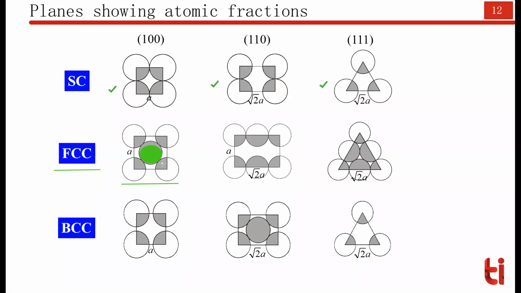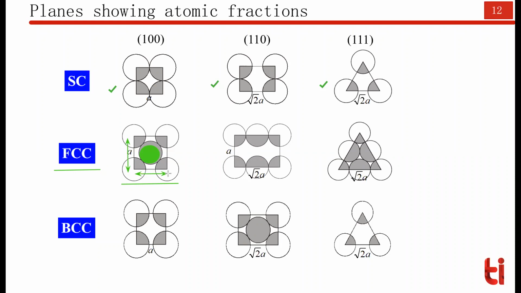And what will be the area? Area in this case is the same, because this is edge length A and this is also edge length A. So the total area is A square and the effective number of atoms is 2. So 2 upon A square is the planar density for the 100 plane.